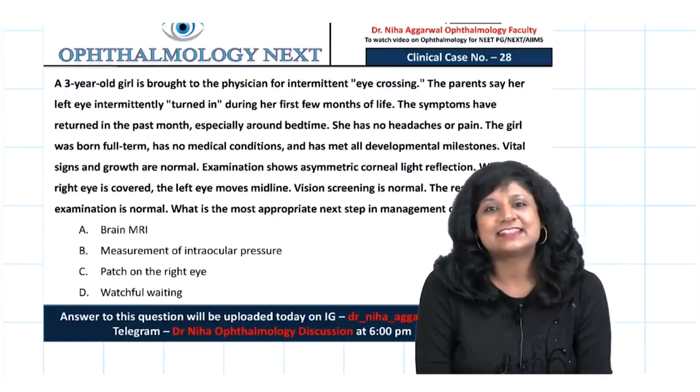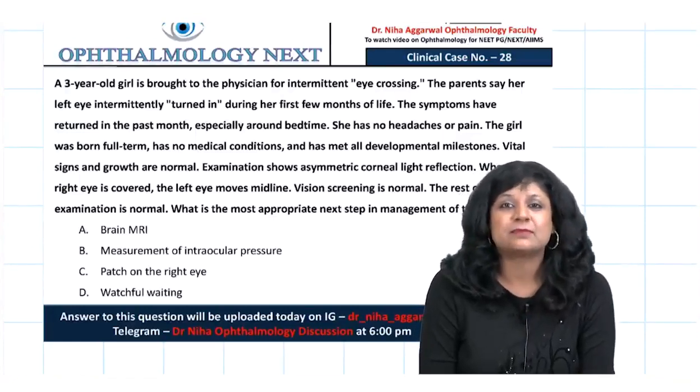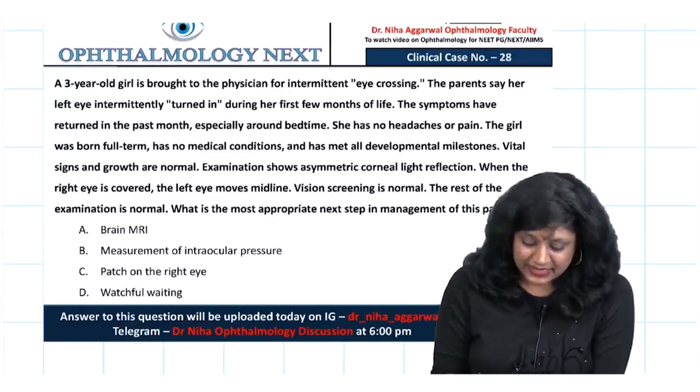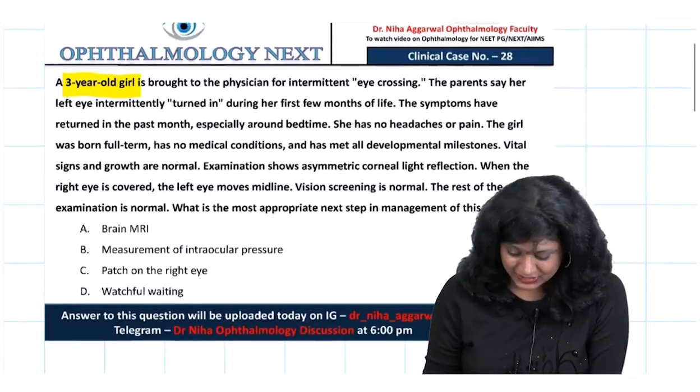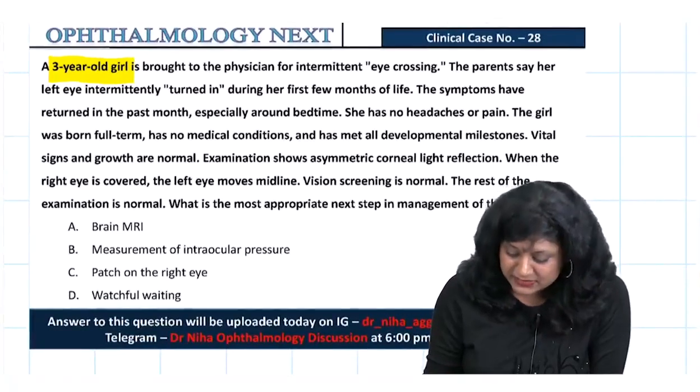Welcome to the clinical scenarios, and this is your case number 28. A 3-year-old girl is brought to the physician for intermittent eye crossing.